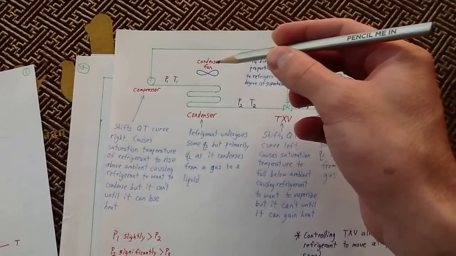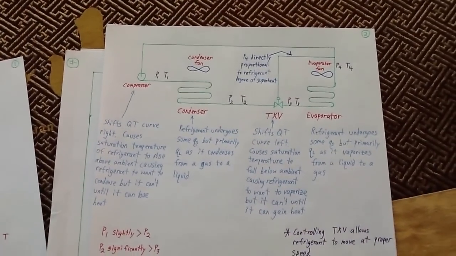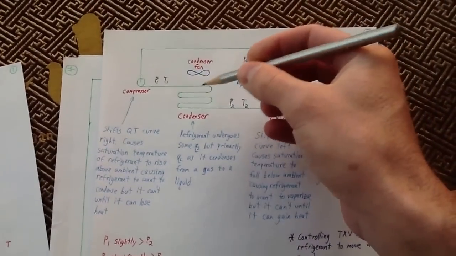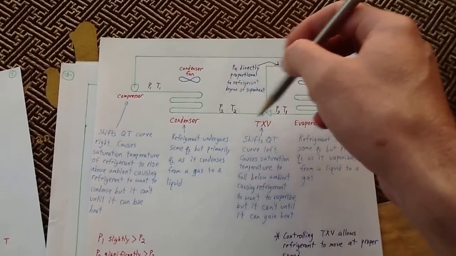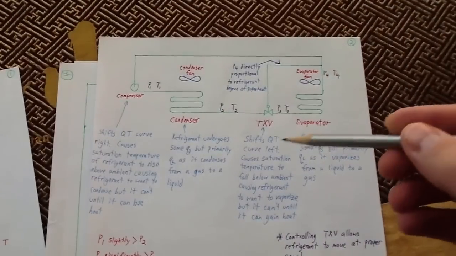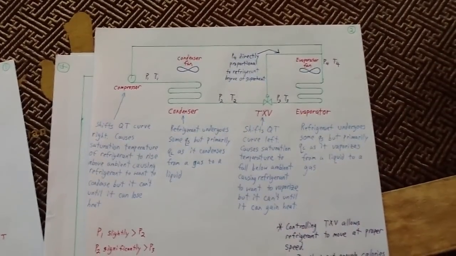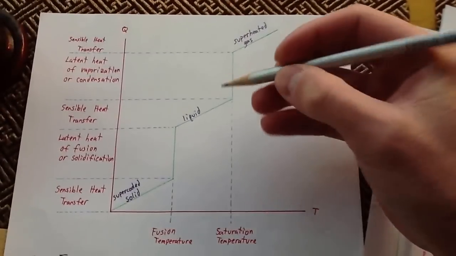And this condenser fan is going to blow cooling air across them in an effort to increase the amount of cooling in order to cool the refrigerant so that it can then go through its latent heat of condensation before it goes through the thermal expansion valve. Okay, so let's go discuss this. Refrigerant undergoes some sensible heat transfer, but primarily latent heat transfer. So let's go talk about that for a second.